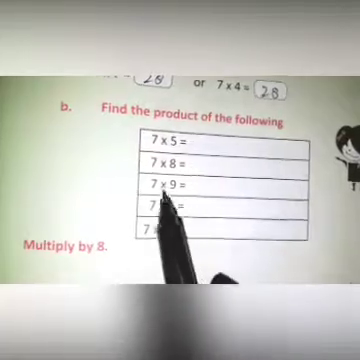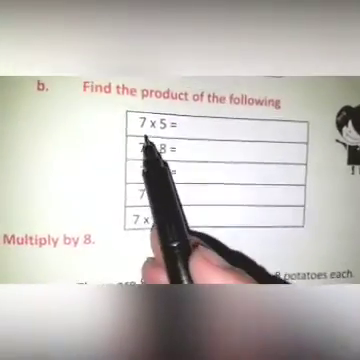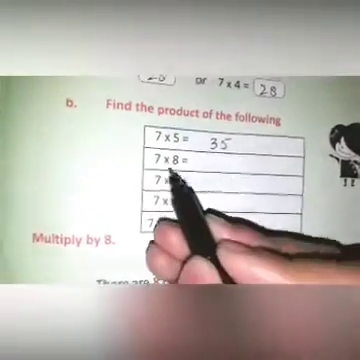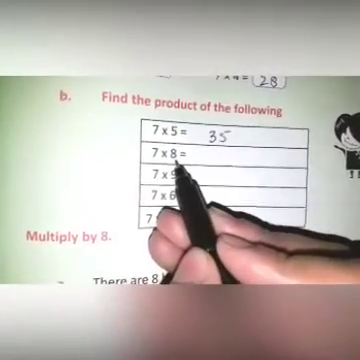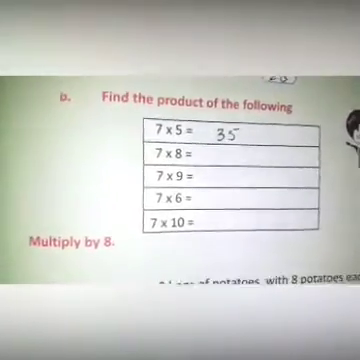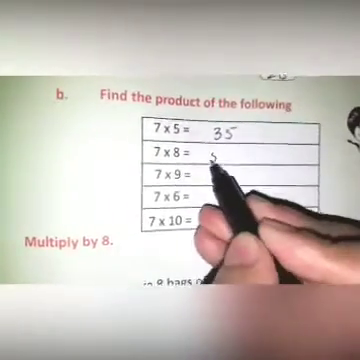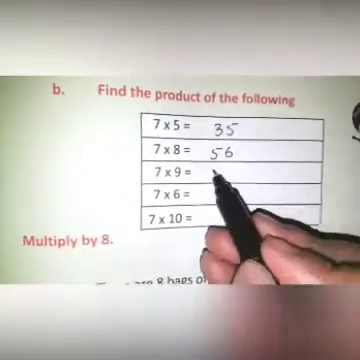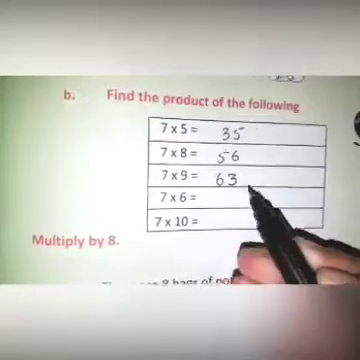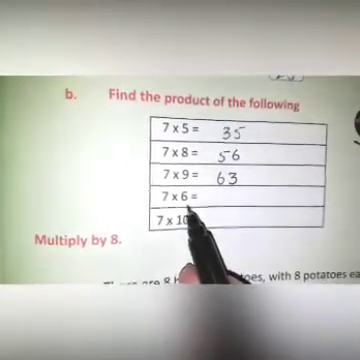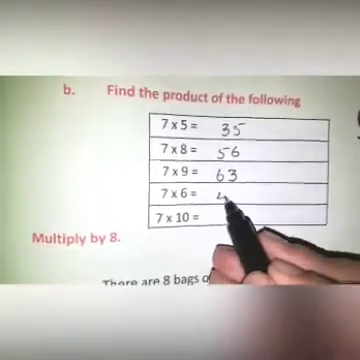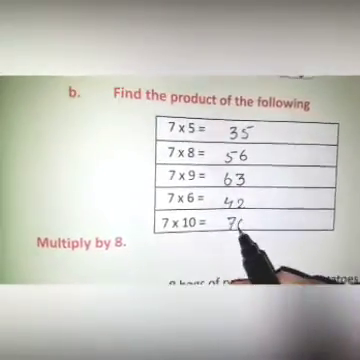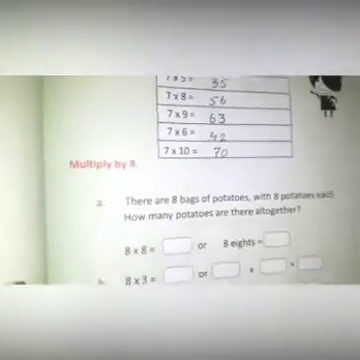Now part B, find the product of the following. 7 multiplied by 5. The answer is 35. 7 multiplied by 8. The answer will be 56. 7 multiplied by 9, 63. 7 multiplied by 6, 42. 7 multiplied by 10. The answer is 70. Now the next topic is multiply by 8.